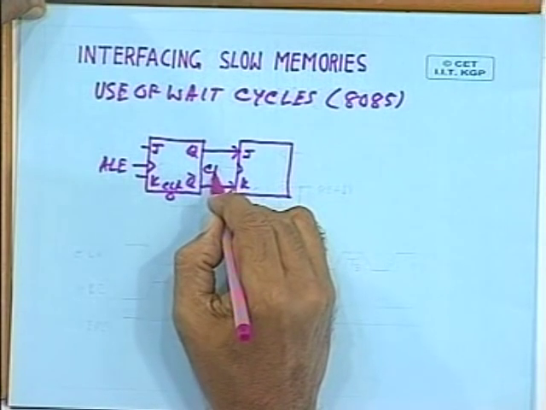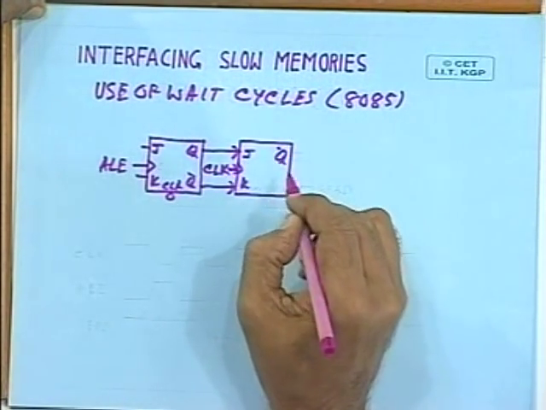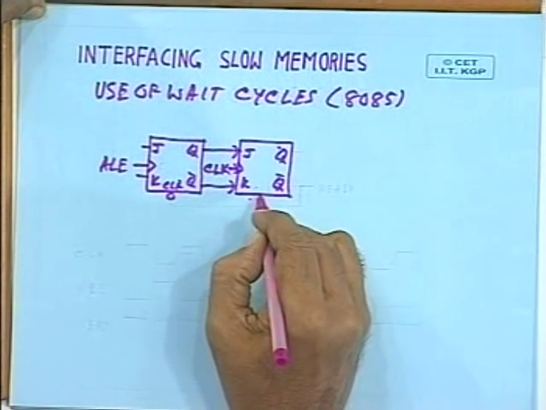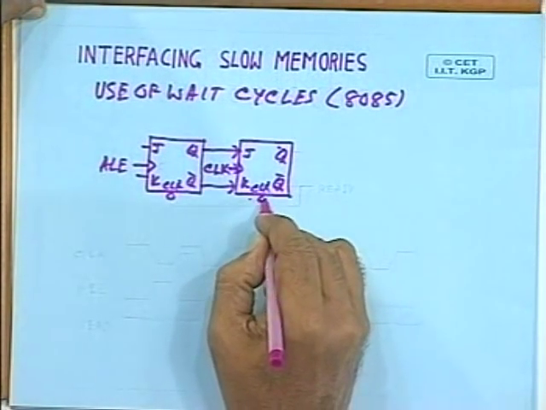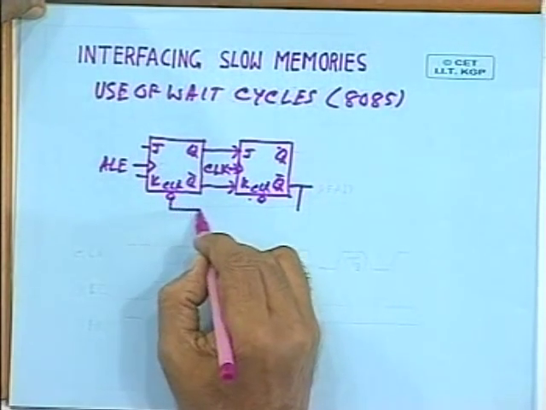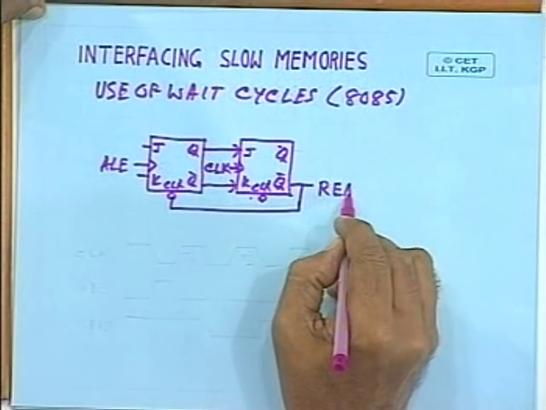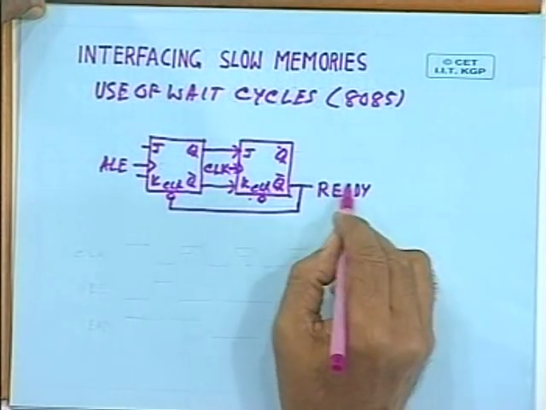This is your clock of the microprocessor, and this is Q, and this is Q bar, this is clear, this is one input. Now this Q bar is connected to this feedback. Now I shall explain how this circuit can be used to generate the ready signal.